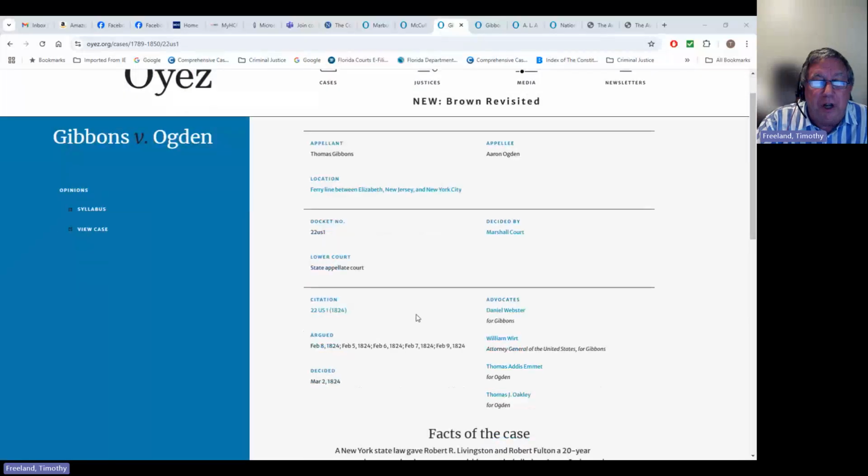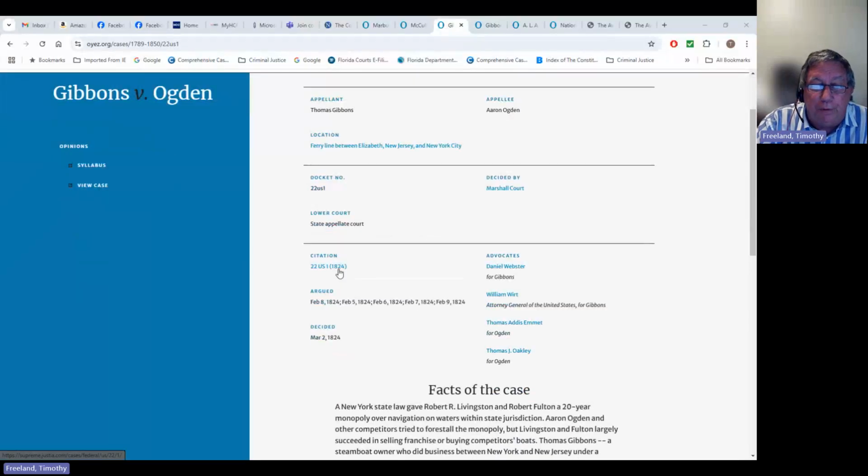This is the case of Gibbons versus Ogden. You see, it was decided in 1824, and the John Marshall Court, he is still on the bench after 20 years. And in this case, Ogden has a New York exclusive license to operate a commercial ferry boat service in the state of New York.